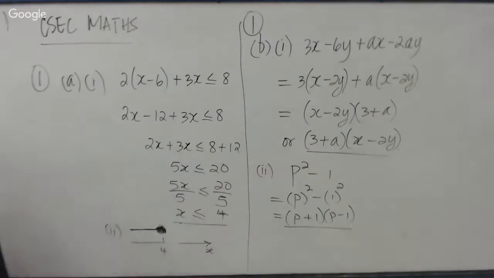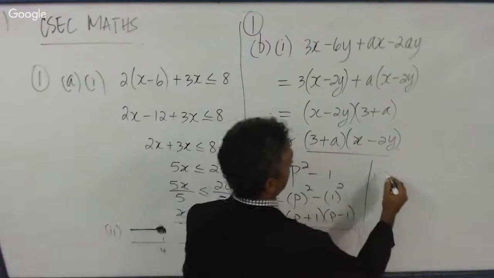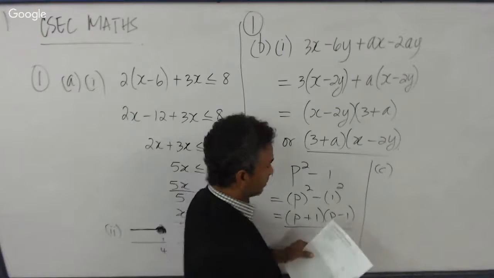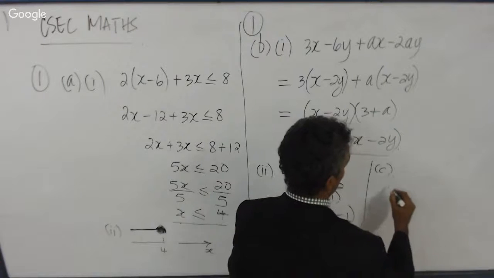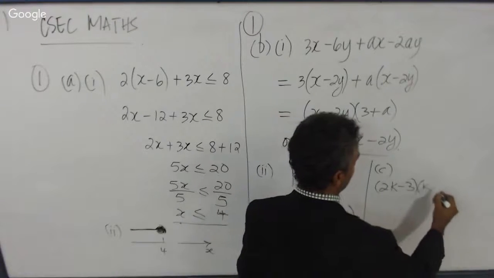Expand and simplify. Right here. All right. Part C. Expand and simplify. 2k minus 3, k minus 2.